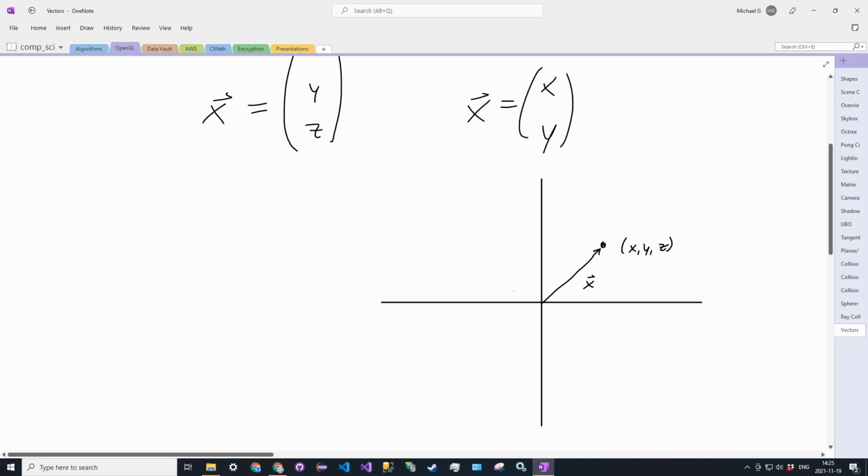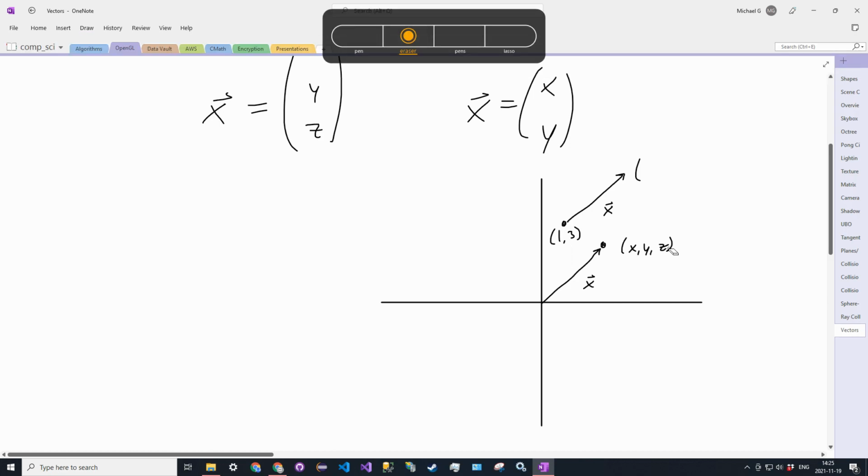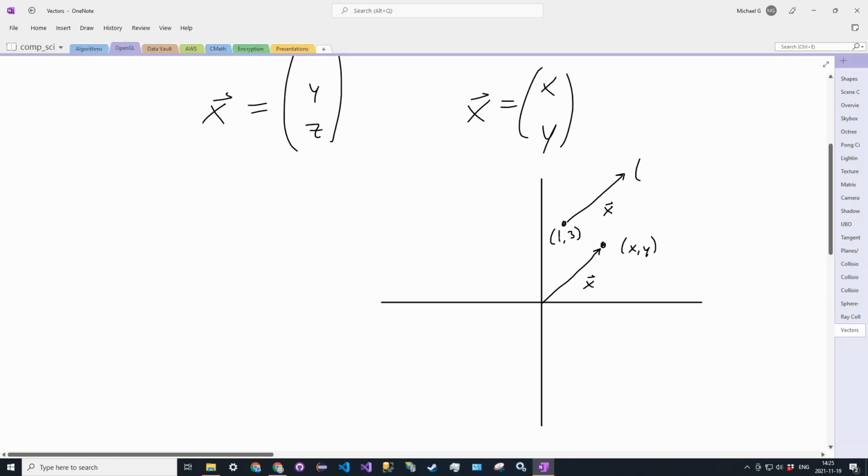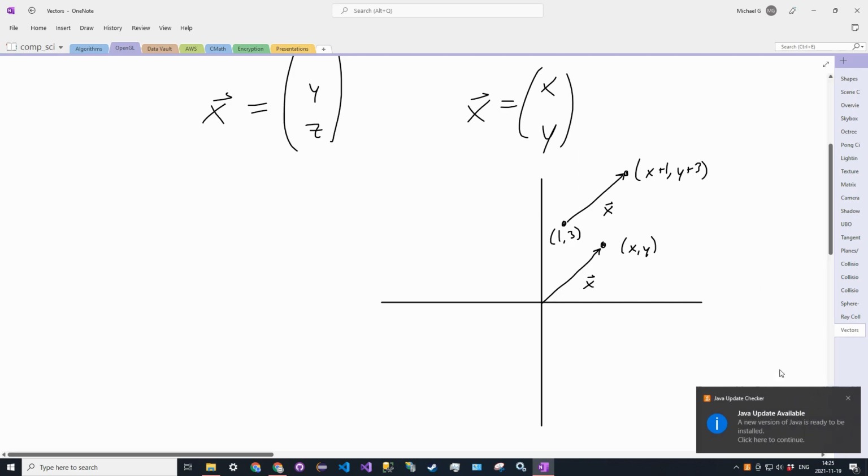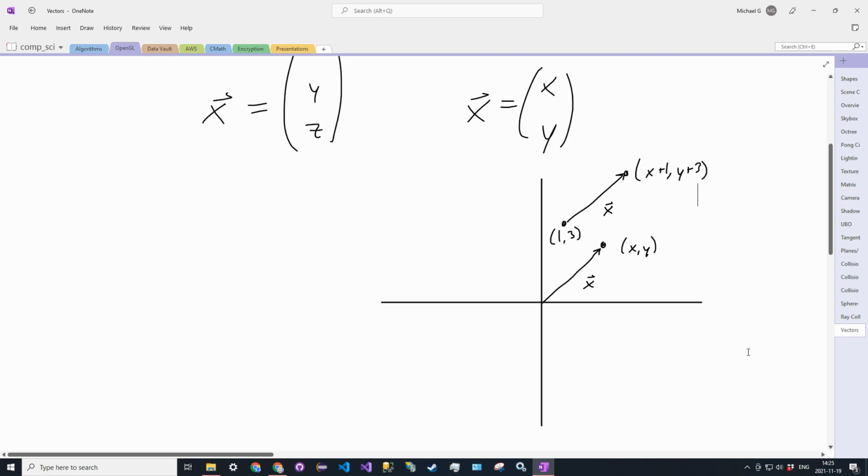One thing to note, like I said a minute ago, is that this vector is only a direction. If we had another point, say up here, this vector x would still apply here. Let's say this point was 1, 3. Then the end point of this vector now would be x plus 1 and y plus 3. So the vector itself only represents a direction. It does not care about start points or end points. It simply represents the change in a position, or the change in a coordinate.